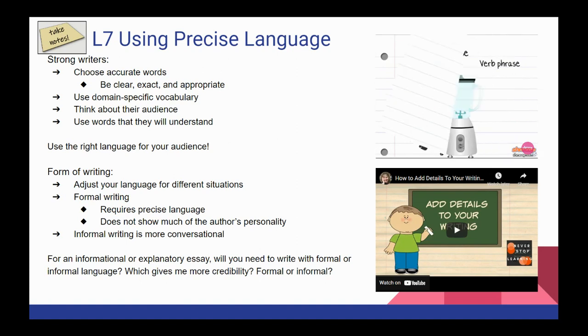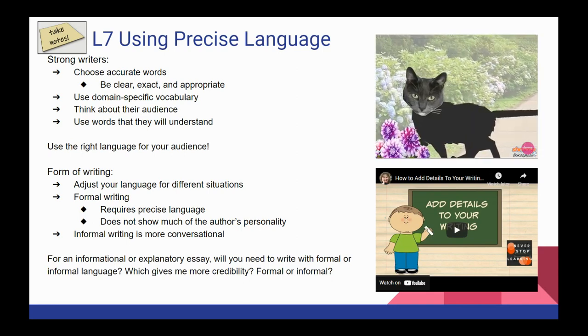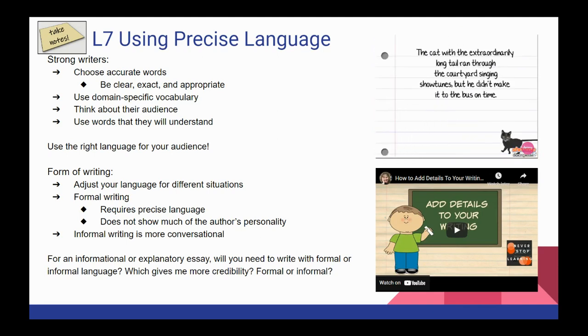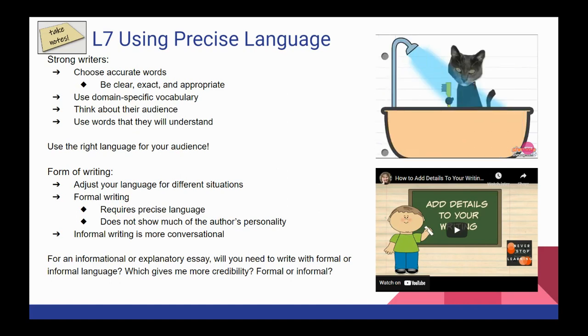We know what you're wondering. Can we put together all three of these phrases to make the most incredible sentence of all time? You betcha. The cat with the extraordinarily long tail ran through the courtyard singing show tunes, but he didn't make it to the bus on time. Aww. Not only is this sentence insanely interesting, but it also contains a moral. Save your singing for the shower unless you want to be late for cat school.